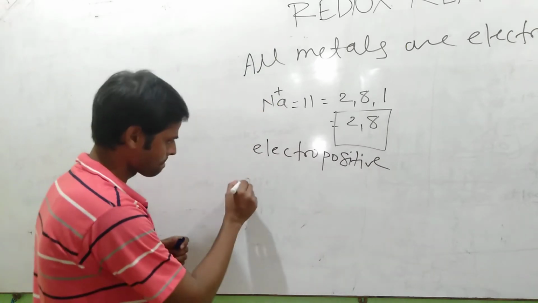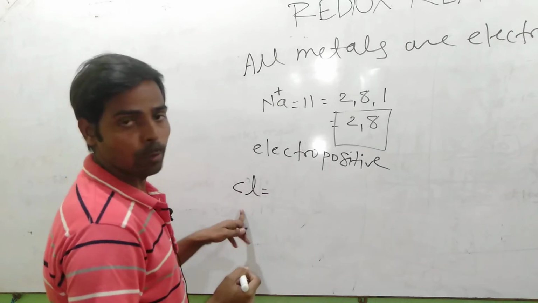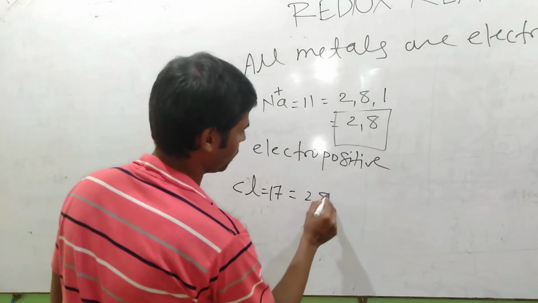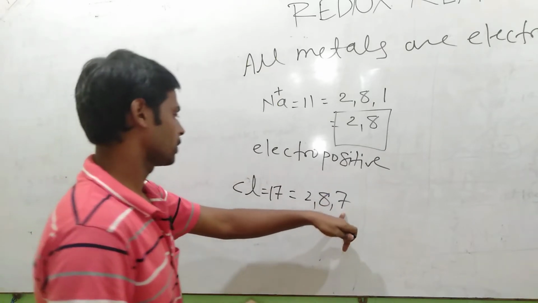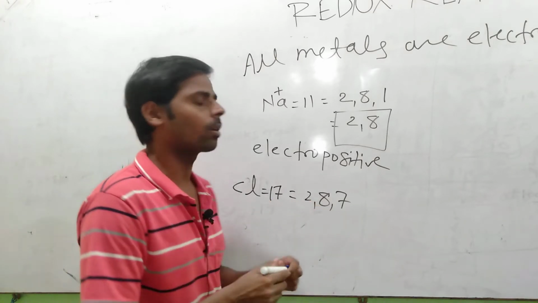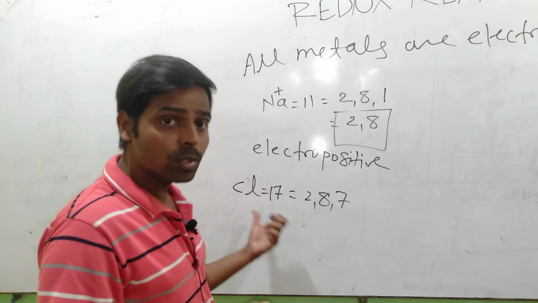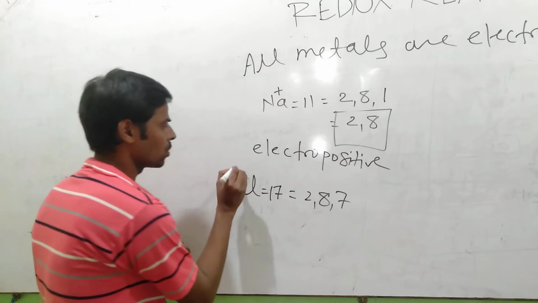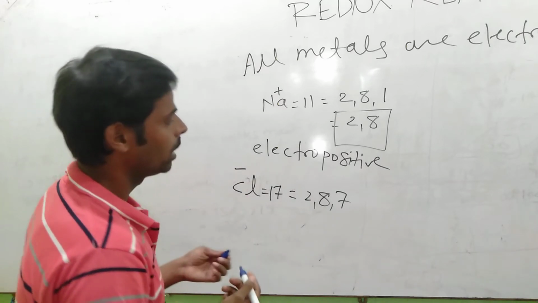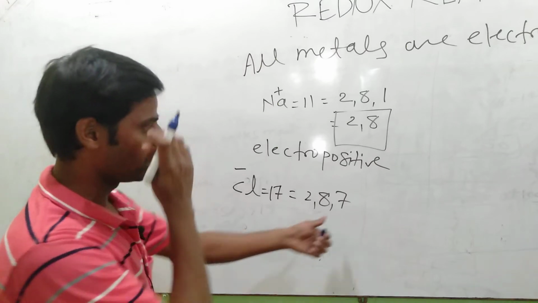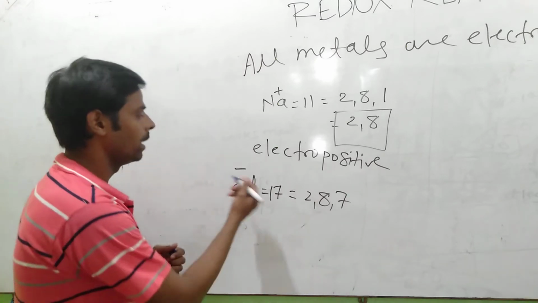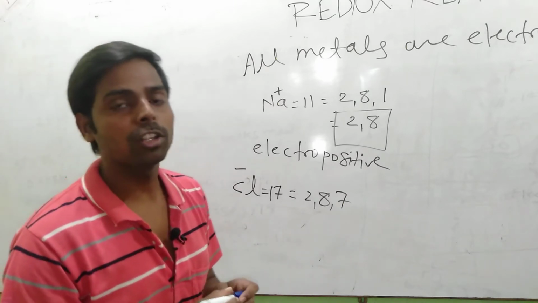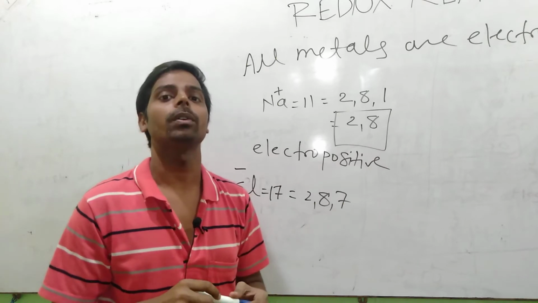For example, in case of chlorine, what is the atomic number of chlorine? That is 17. Okay, configuration is 2 8 7. Here you can see chlorine needs 1 electron to complete its octet, that's why it has 1 negative charge. Why? Because it received 1 electron to complete its octet or to become stable. That's why we say all the non-metals or all the gases are electronegative.